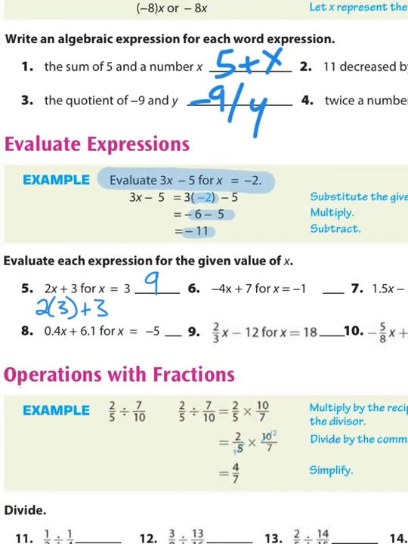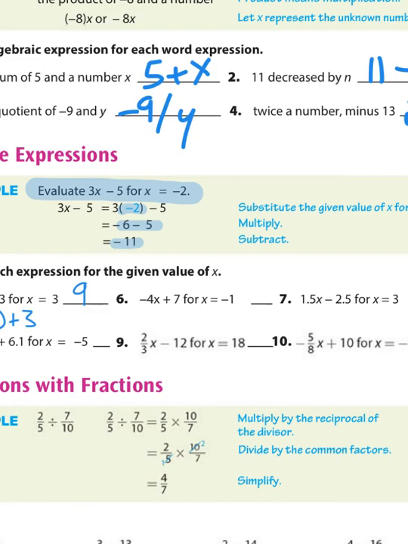All right, number 6, I have negative 4x plus 7 for x equals negative 1. So I'm going to plug in negative 1. Negative 4 times negative 1 is positive 4, plus 7 is 11.